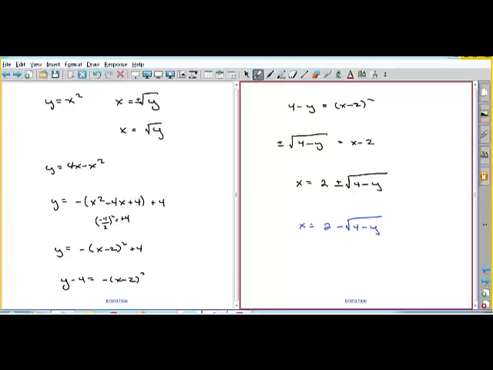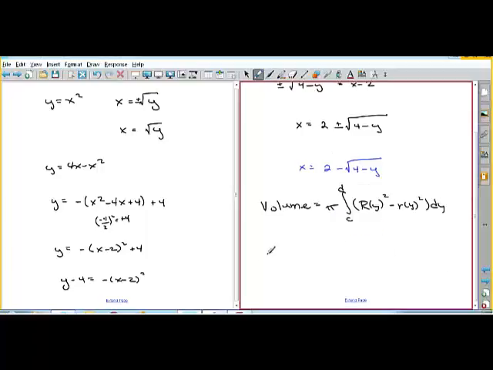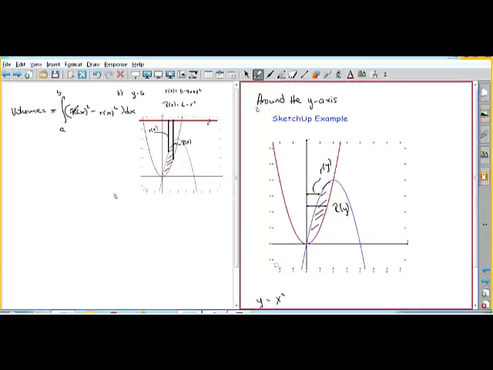Okay, so now that we have all that, what would be the equation? Volume equals pi times the integral from c to d of R of y squared minus small r of y squared dy. So we should be able to plug everything in now. We'll have to go back and look at the figure and remember what the limits are. So let's go back here. The limits were from y equals 0 to y equals 4.